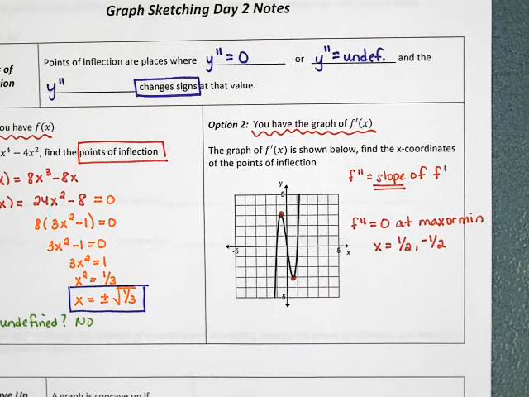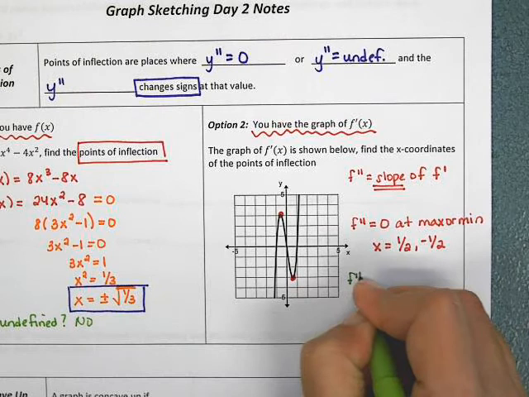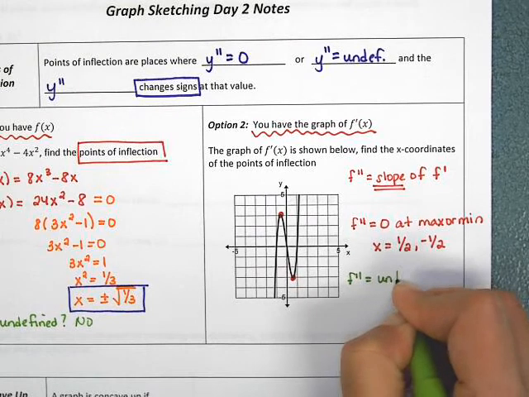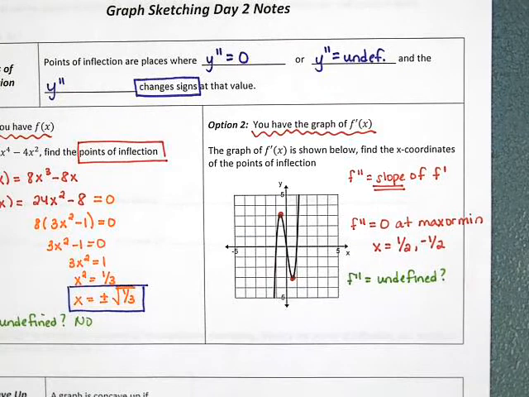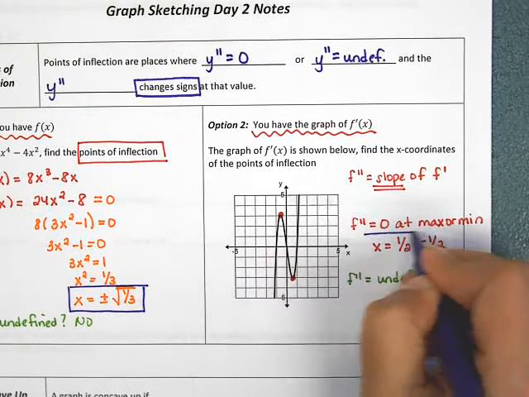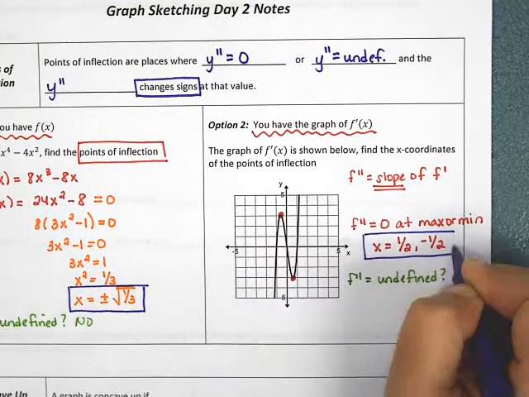Now, the second question I need to ask myself is, is the second derivative ever undefined? In this picture, I don't see any corners, any cusps, any vertical tangents, or anything like that. So my final answer would just be this guy.